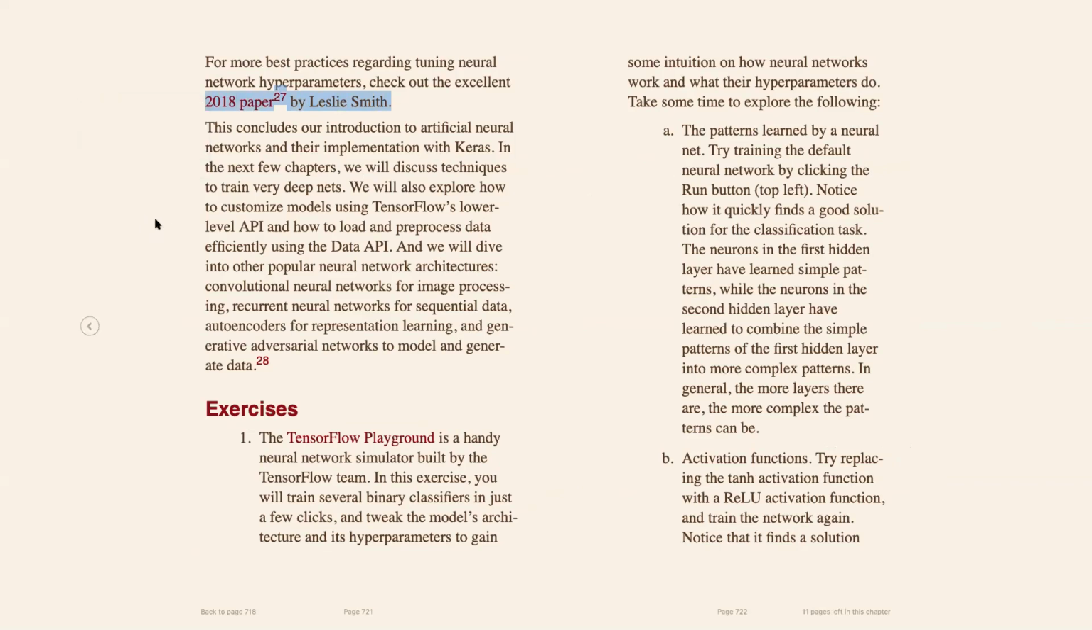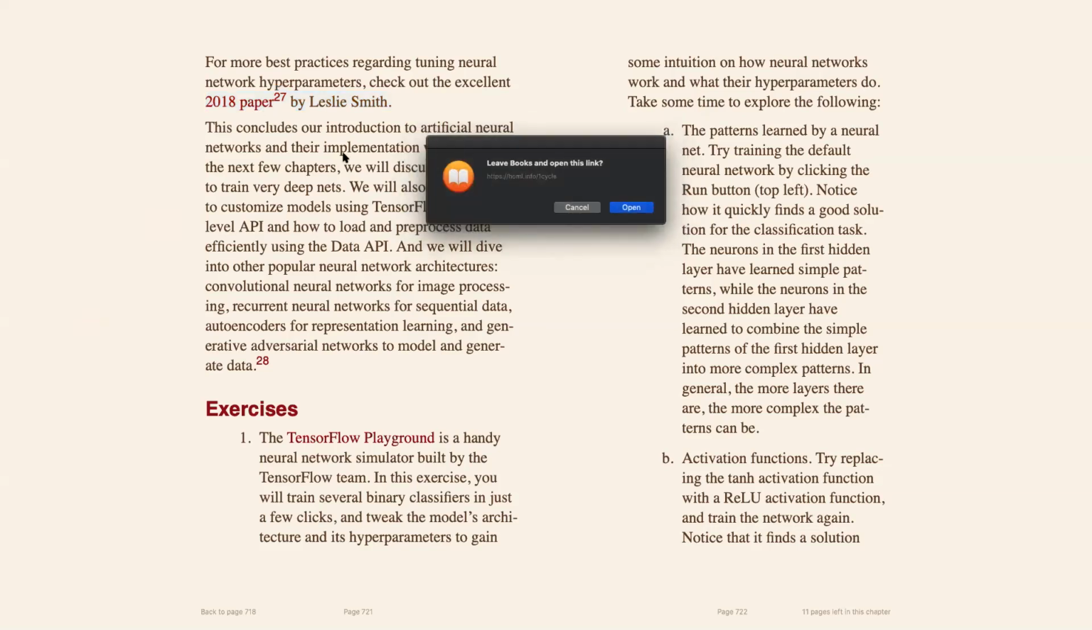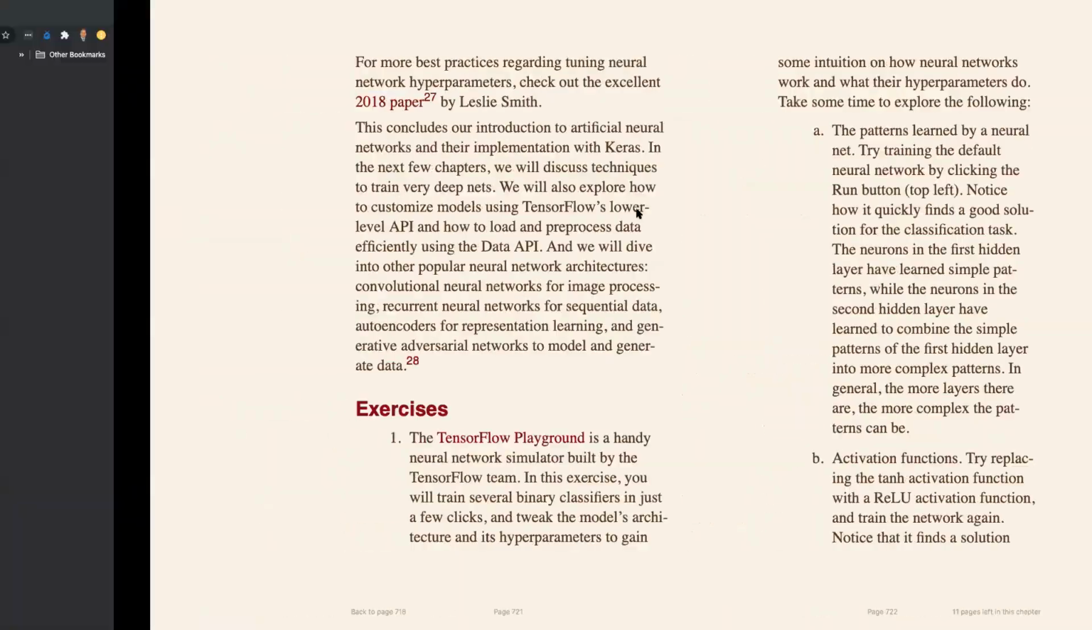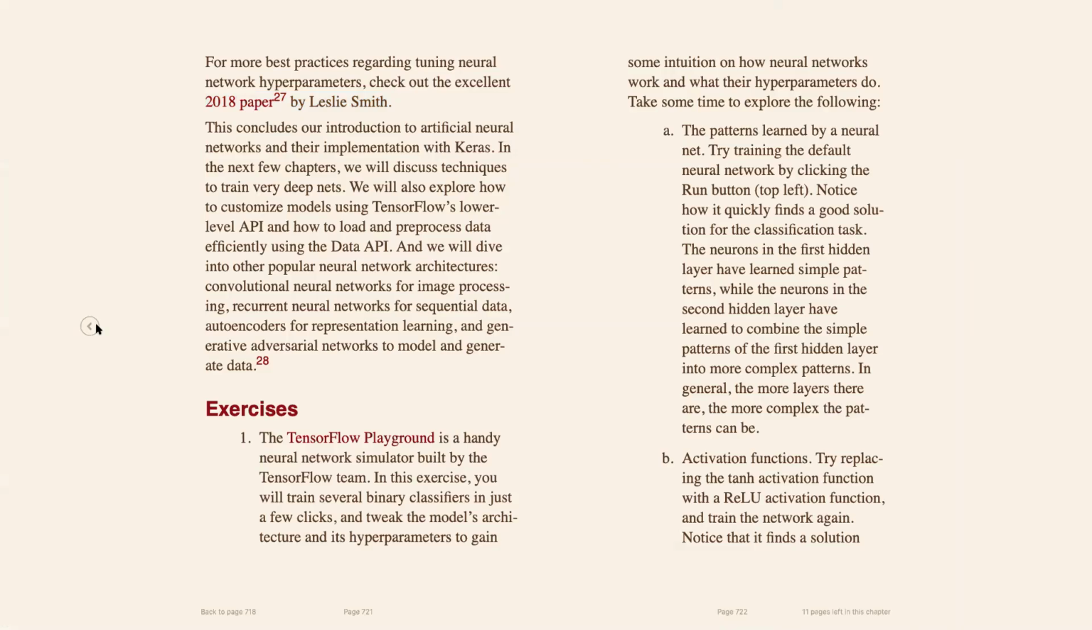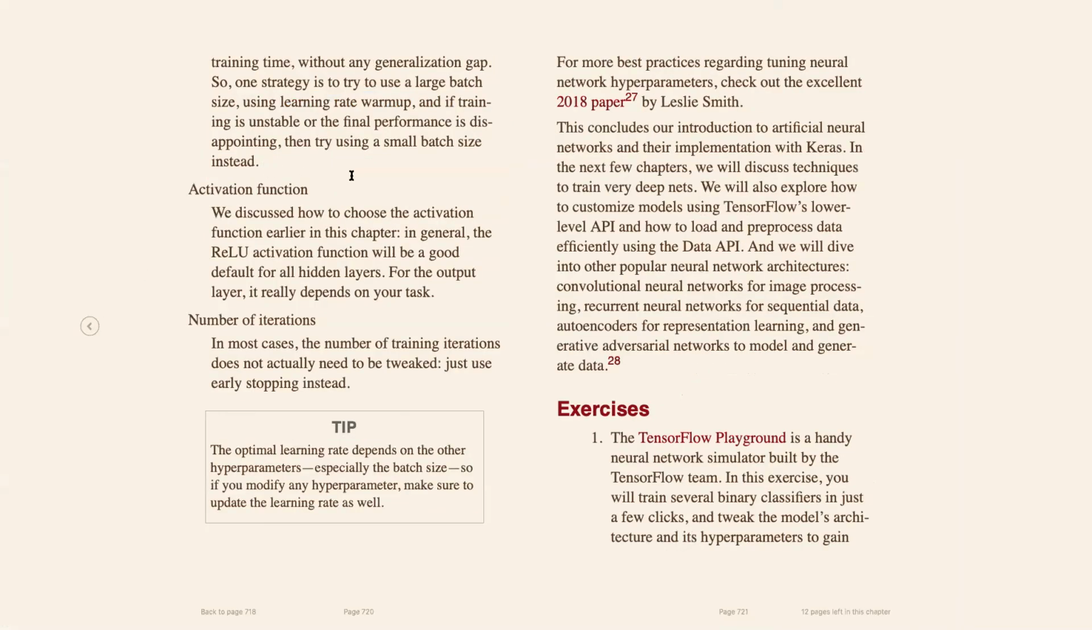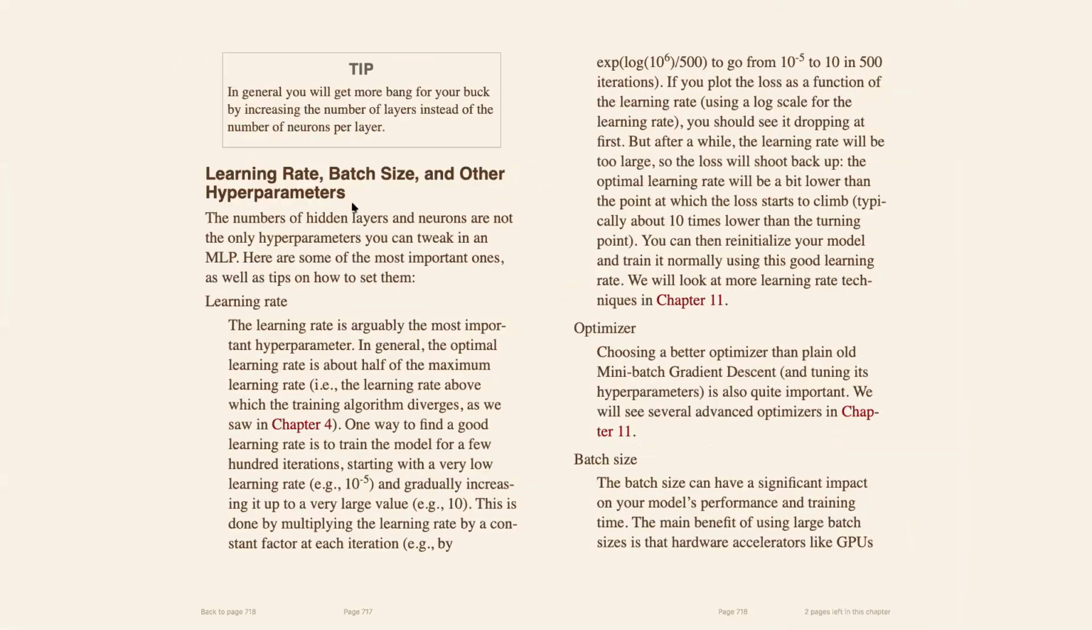He's talking about the learning rate: what's the best learning rate you can come up with? I guess everybody should read this paper. Jeremy is a big fan of this guy, Leslie Smith. Going back, the learning rate, batch size and other hyperparameters, I guess they're going to come further on in chapter 11 and so on and so forth.